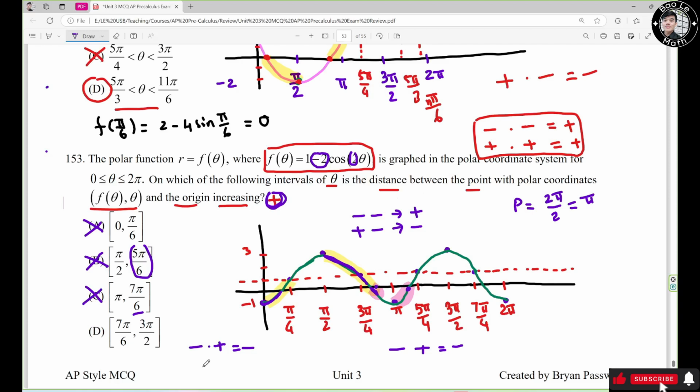Now the last one, from 7 pi over 6 to 3 pi over 2. So it could be the interval from here to here.